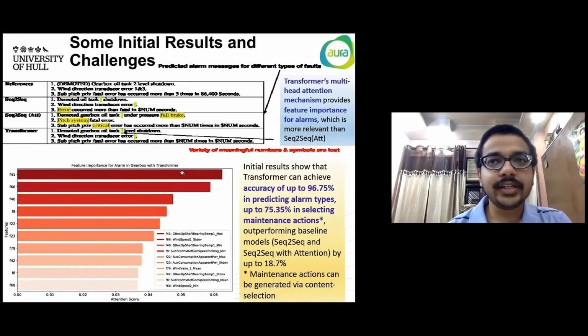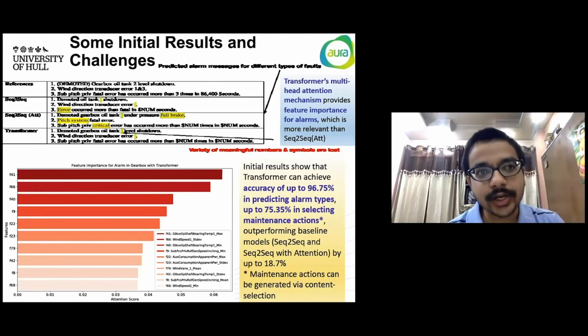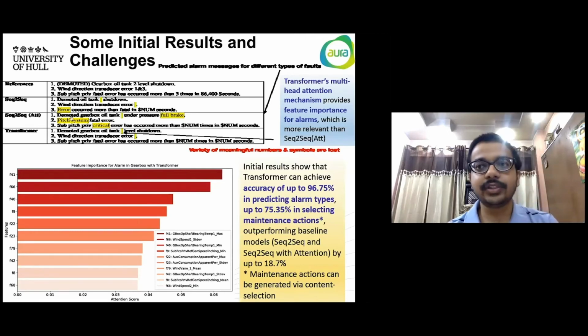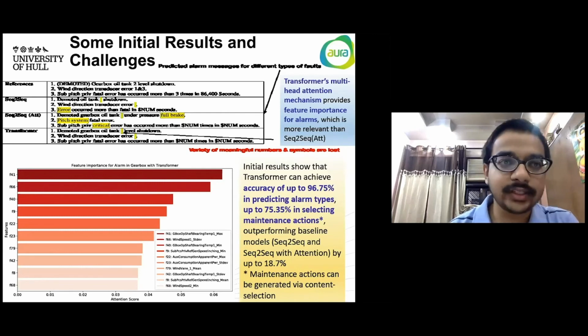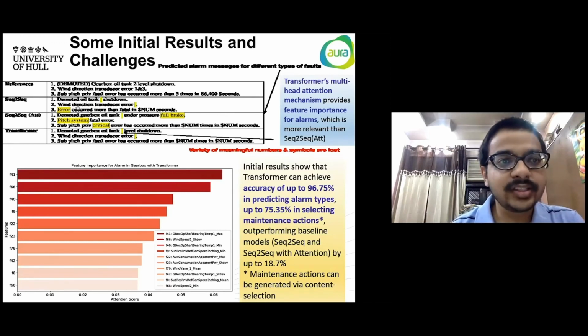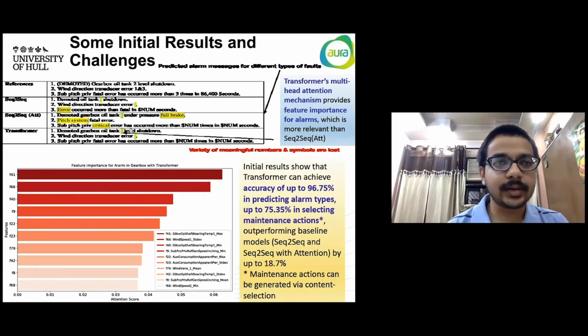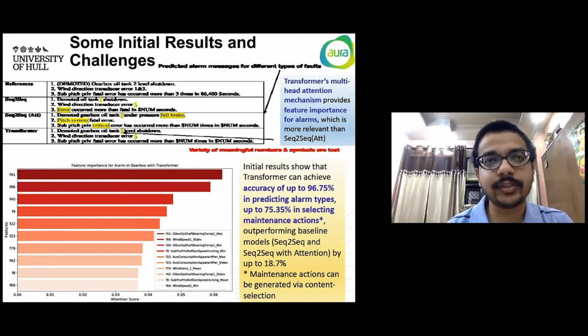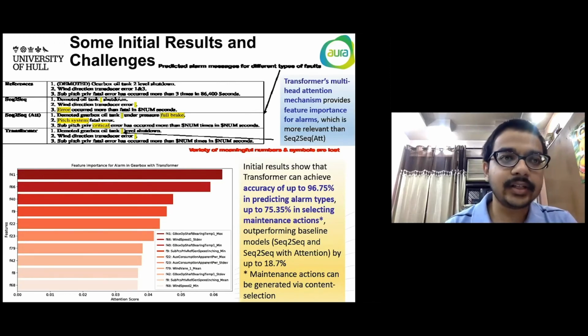Here are some initial results from our research in which we use sequence to sequence models with and without attention, and a transformer. As you can see, these are the alarm messages which were generated based on different types of faults in the turbine, which had historically occurred, and we try to see where things go right and where they go wrong. The transformer clearly generates the best alarm messages in comparison to the other models, and these are more coherent and have higher BLEU scores. When we check the BLEU scores, they are much higher than the other two models.